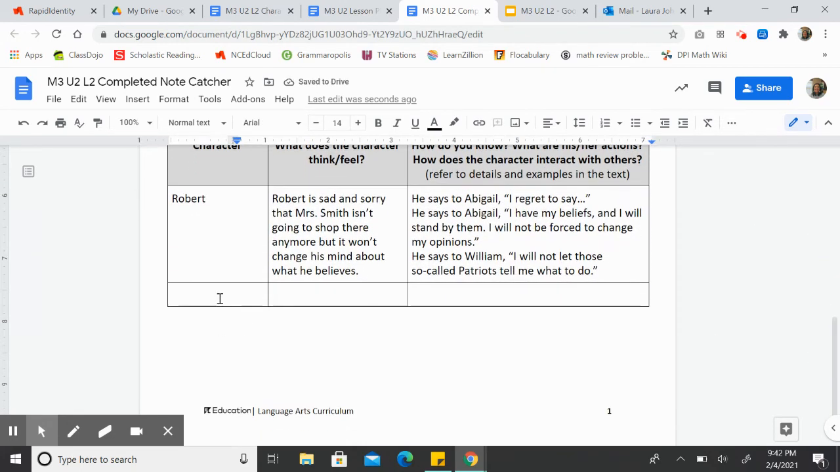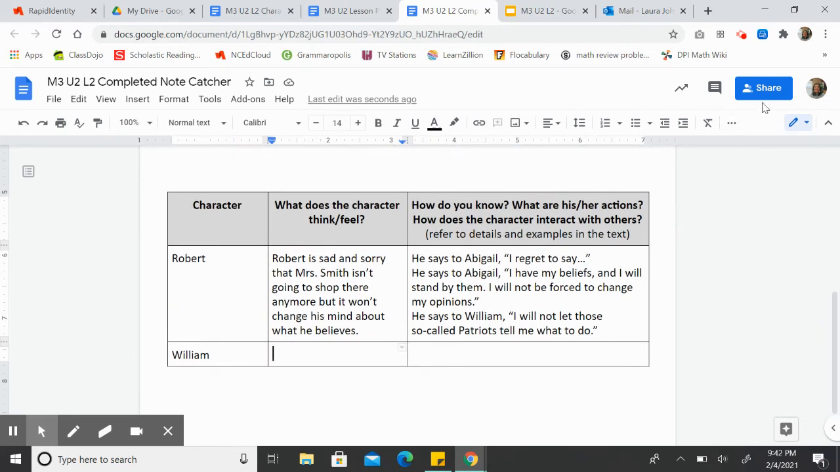And be filling in this next section using William as your character. I want you to write in what he thinks and feels, and how we know that using proof from the text. I'm going to pause and fill this in. I want you to do it independently. And after you've done it, then I want you to come back and check that you have everything that I have. Okay.